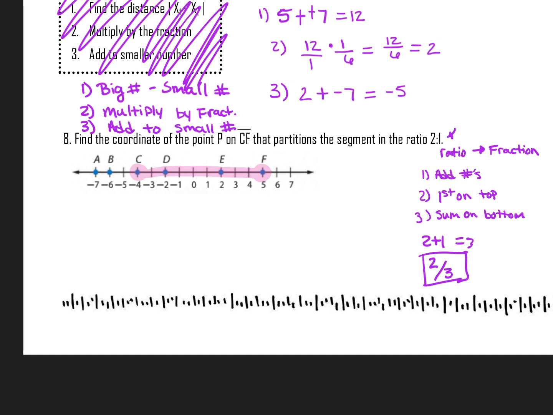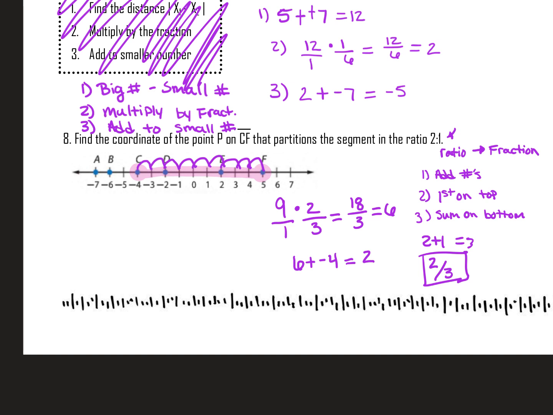And so guys, there's another easier way to do this partitioning if you're given a number line. You can just simply also count. So 1, 2, 3, 4, 5, 6, 7, 8, 9. So I know that my distance is 9, and I'm going to multiply by 2 over 3. Same thing, set that 9 over 1 and equal 18 over 3, which is going to simplify to 6. And then we add it to our small numbers. So 6 plus negative 4 is going to equal 2.